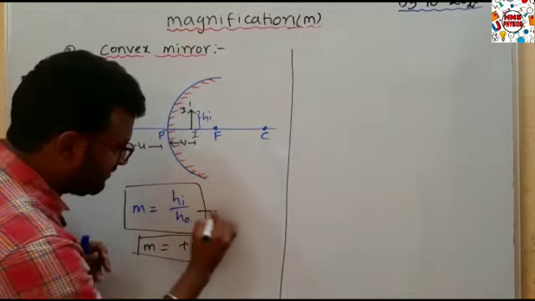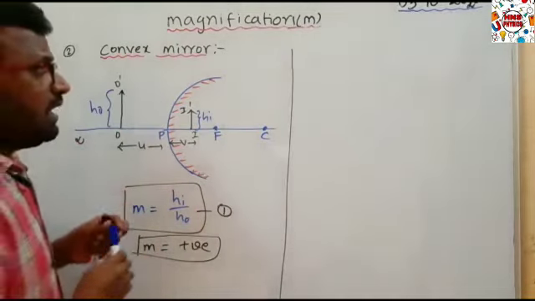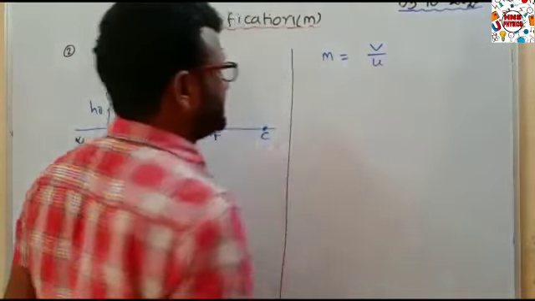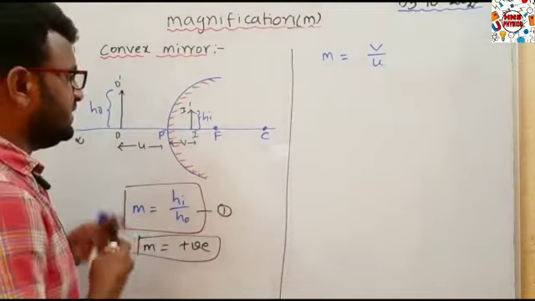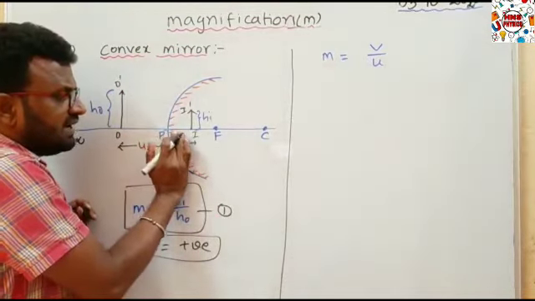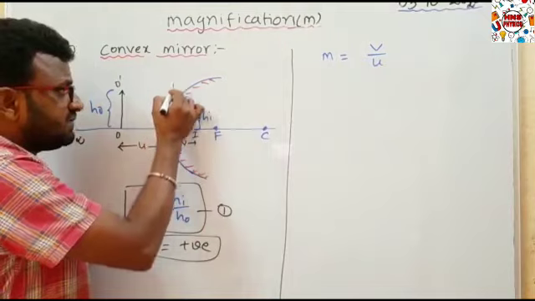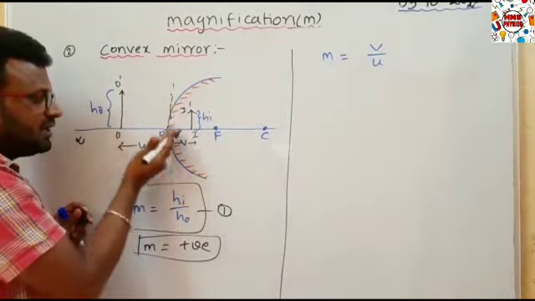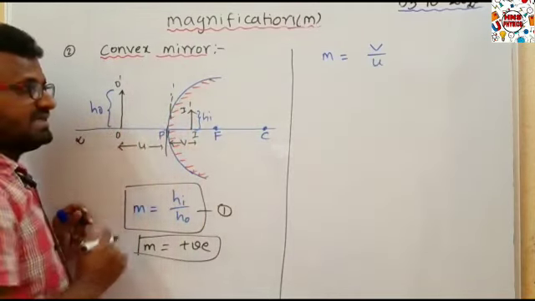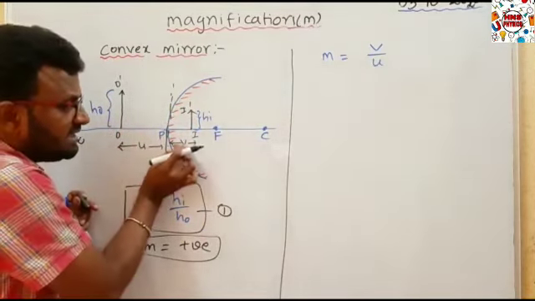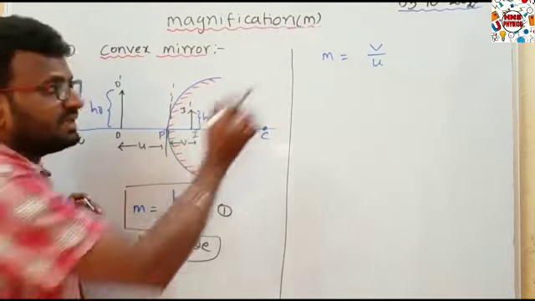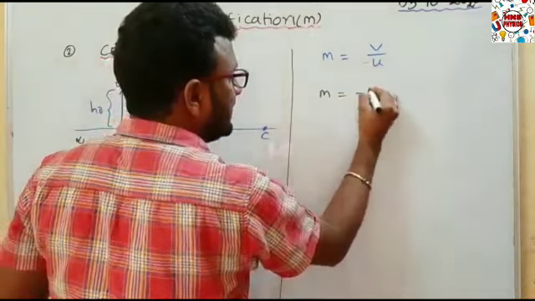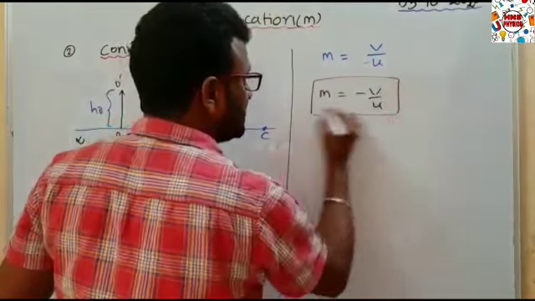So this is equation 1. Next, the second formula: M is equal to the ratio of image distance to object distance. But if you see the sign convention, the image distance is on the positive x-axis, so that value is positive. The object distance is on the negative x-axis, so that value is negative. So finally we get minus V by U. This is equation 2.